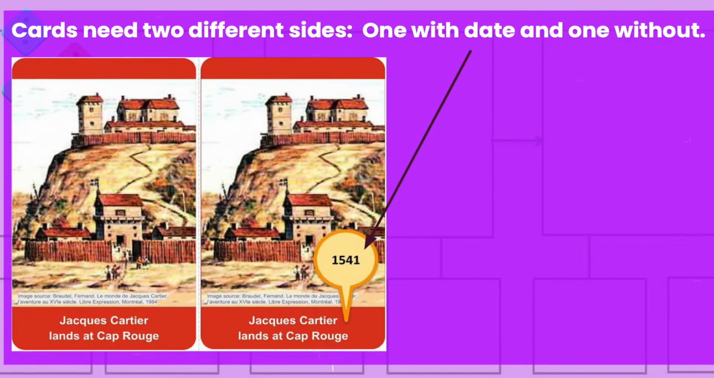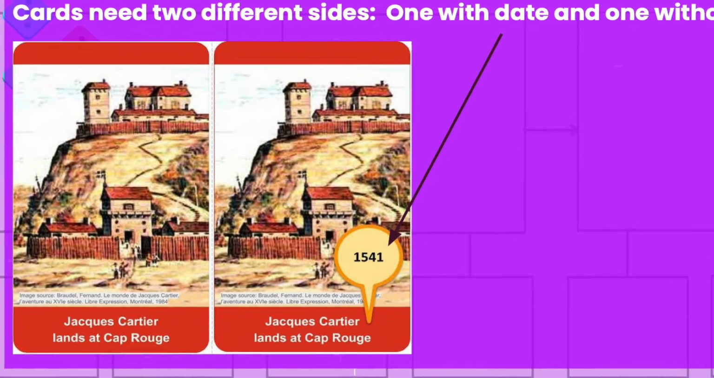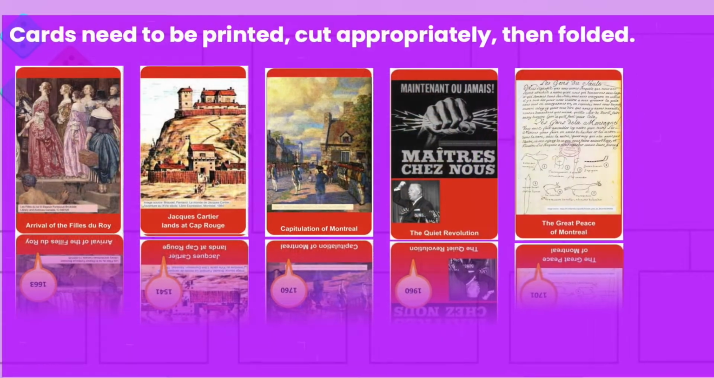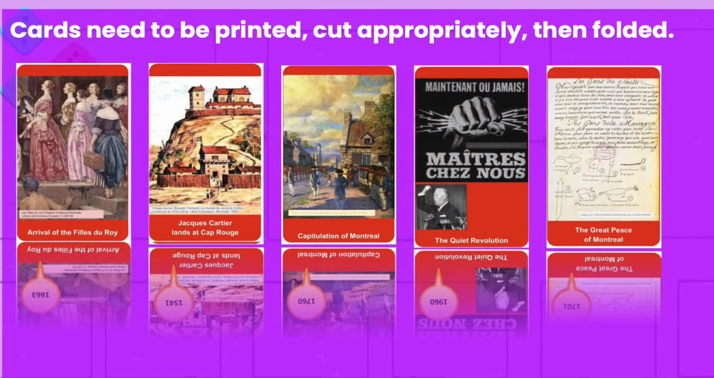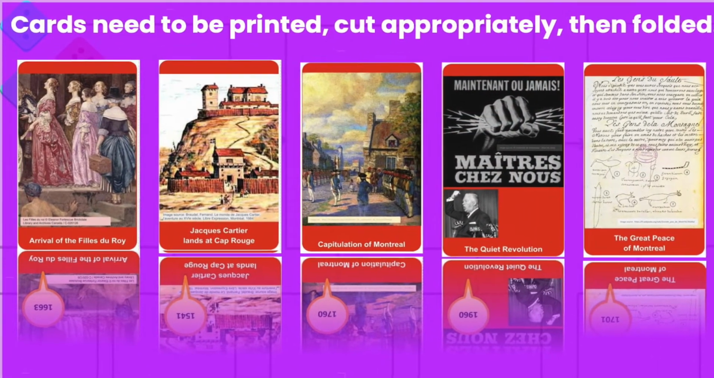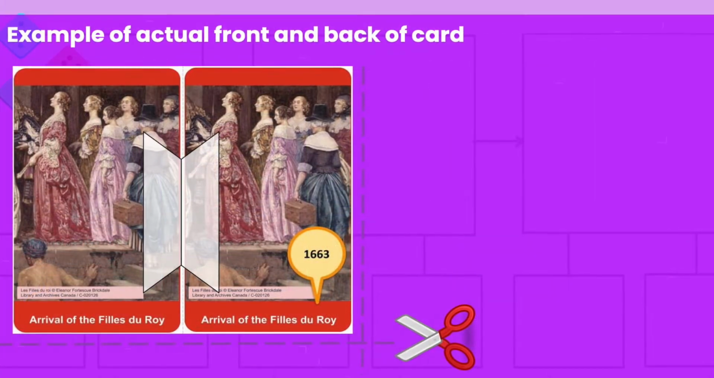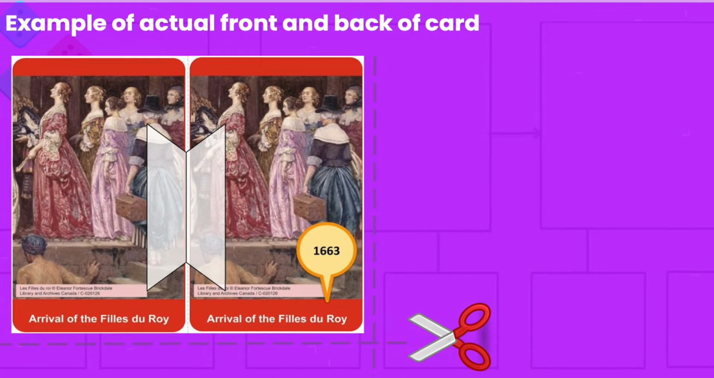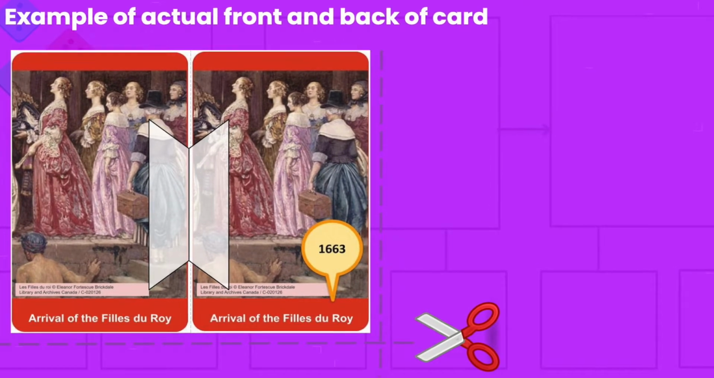For this game, you'll need cards with two different sides, one with a date and one without. Cards will need to be printed out, cut appropriately, and then folded. Our card designs, created in Google Drawing, actually fold horizontally. You can see where you would cut them and then fold them in this example.